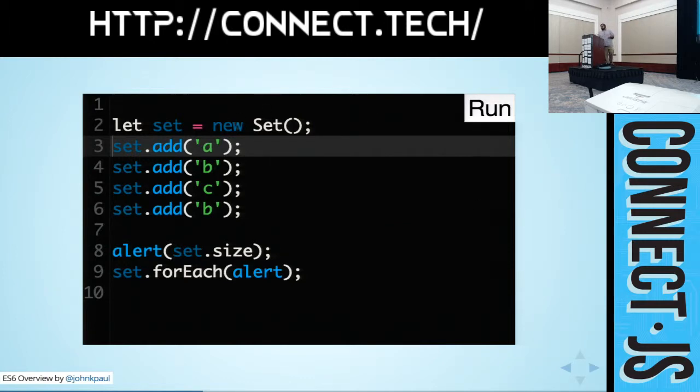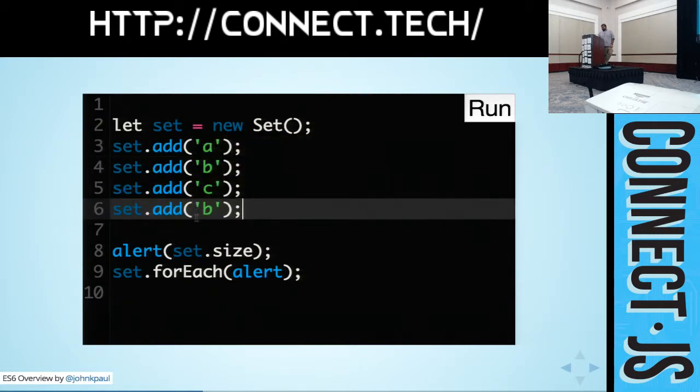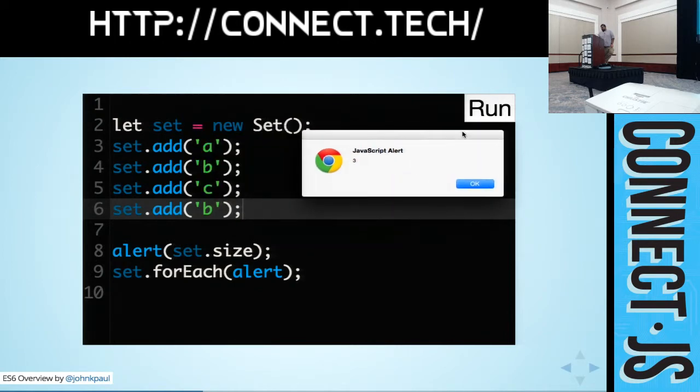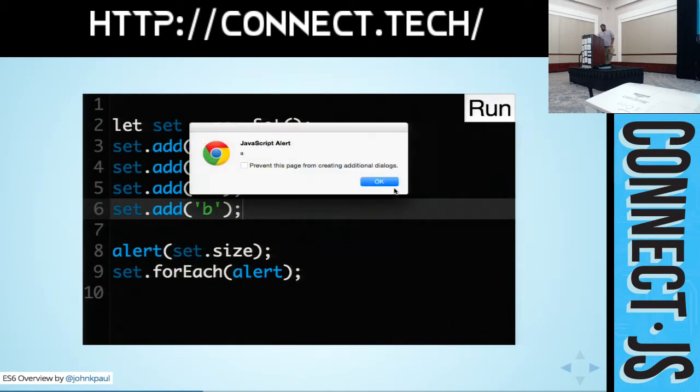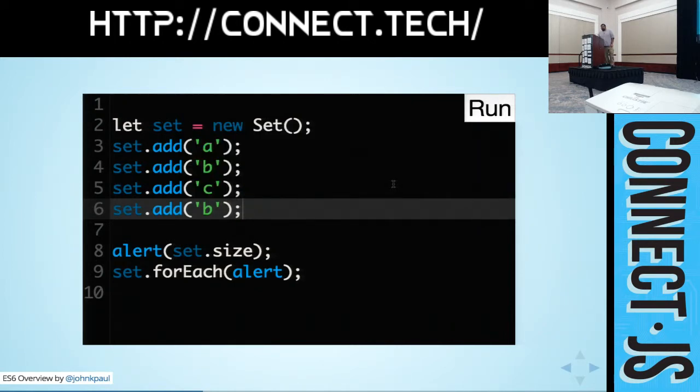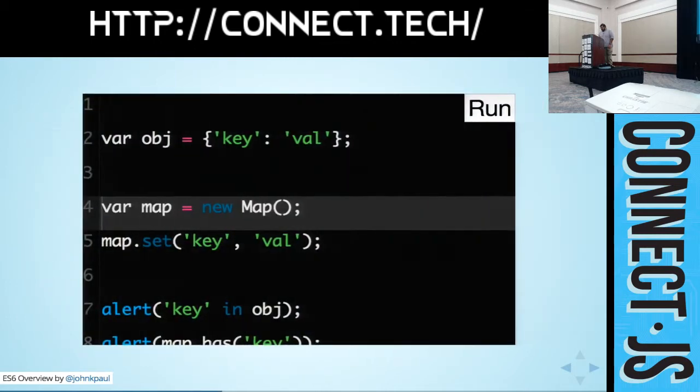So here, it's an easy way, for example, to unique a large list or something like that, creating a set. Here I'm adding four items, but the last B is a duplicate. Here you'll see that the size is actually only 3, and alerting them gives A, B, and C, not 2 Bs. Again, standard set semantics from other programming languages, JavaScript now has it.